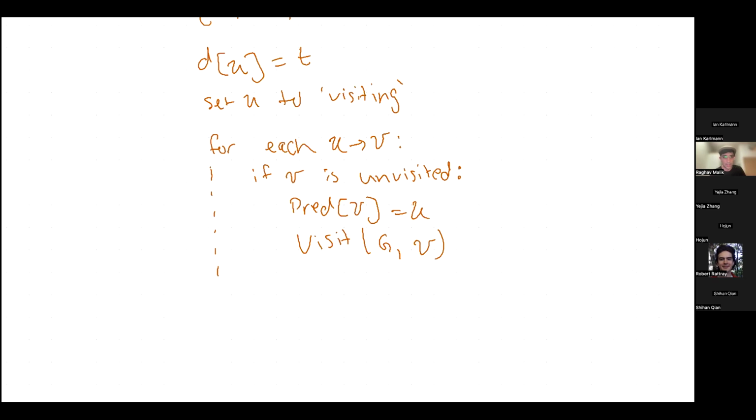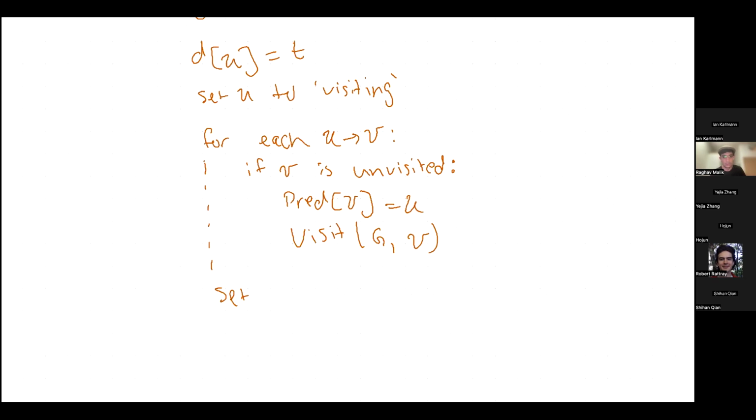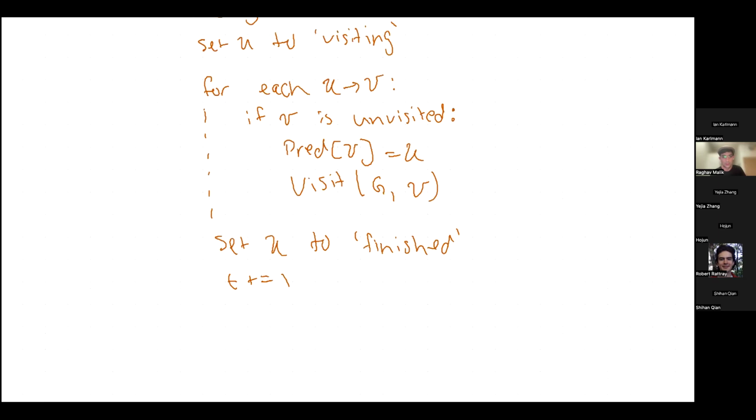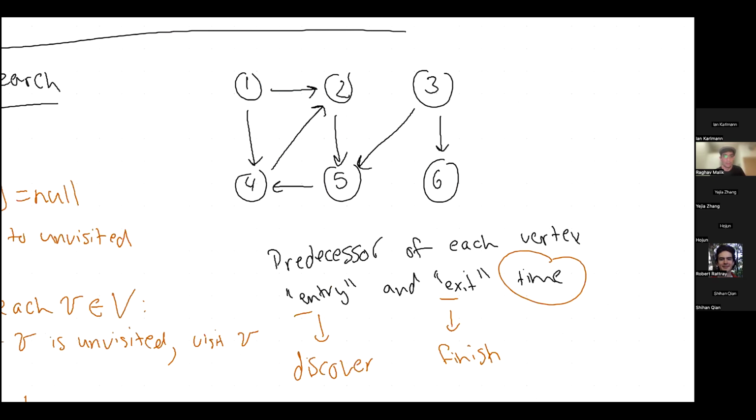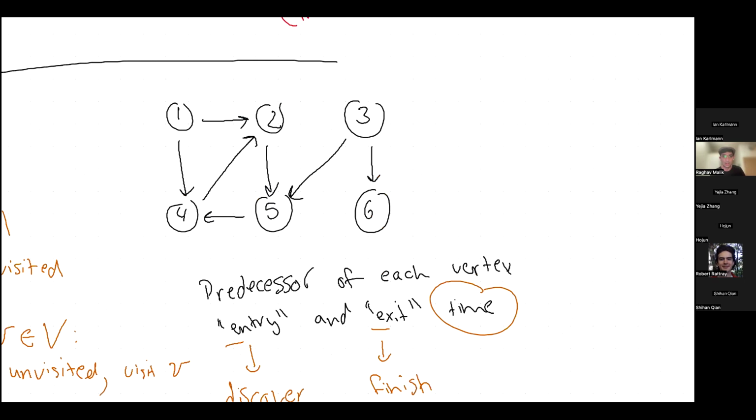And finally, once we're done, I can set U to finished. And because we're finished, we can increment the time and set the finish time of U to be the current time. This is a lot, so it's probably helpful to do this example, right? So maybe we can start.